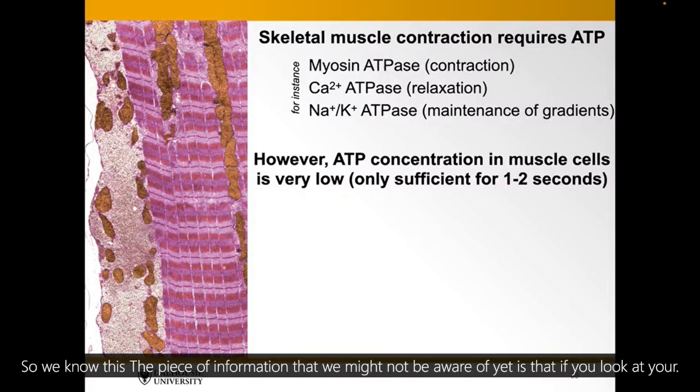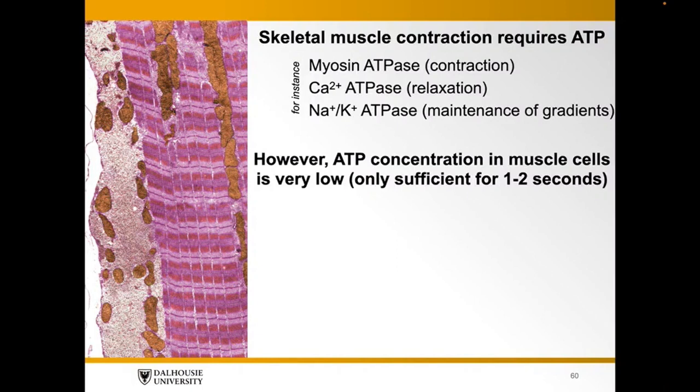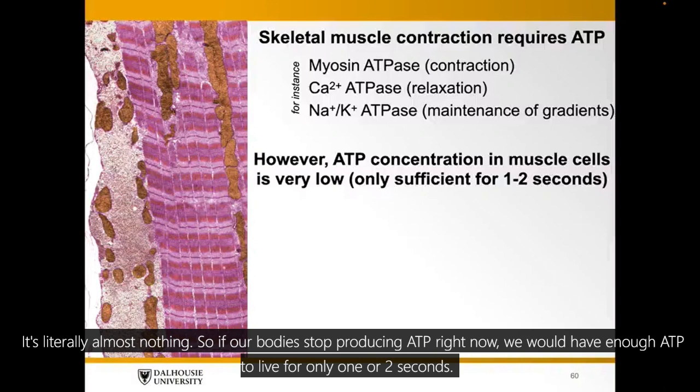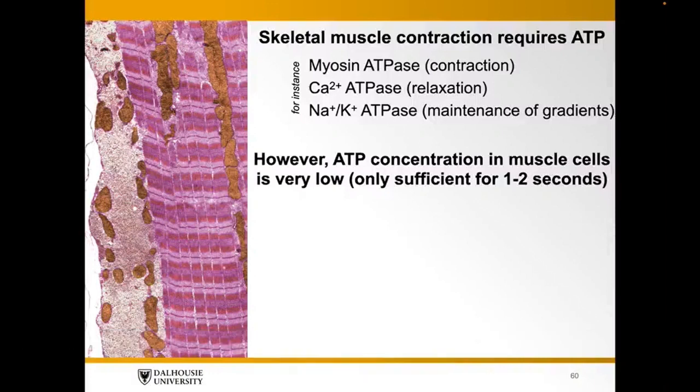So we know this. The piece of information that we might not be aware of yet is that if you look at one of your muscle cells right now and the amount of ATP in that muscle cell, it's tiny. It's literally almost nothing. So if our body stopped producing ATP right now, we would have enough ATP to live for only 1 or 2 seconds.